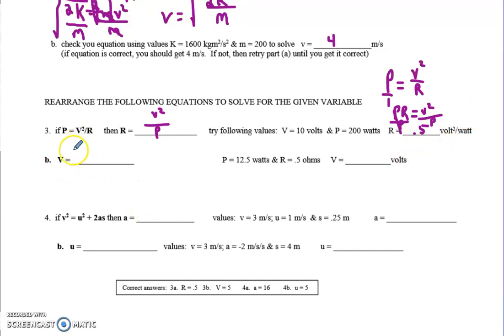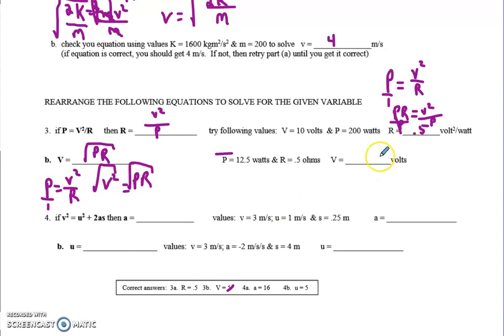And then for v, if you rearrange this for v, I have p is equal to v squared over r. I want to get v, so once again, first step, cross multiply: 1 times v squared, and then r times p, pr. And then square root both sides. So you should get the square root of p times r. And then there's actually a mistake on the key here. When I went through this, I think I got 2.5. Let me double check that. Yeah, so this should actually be 2.5.